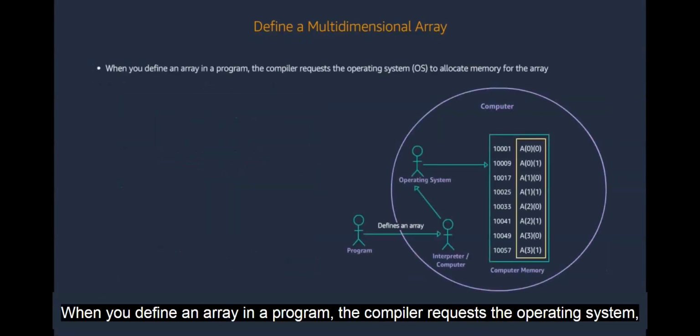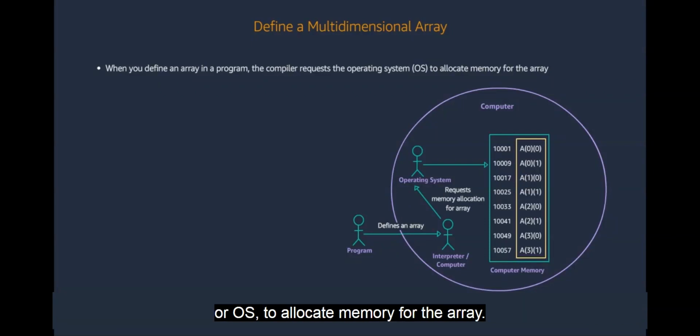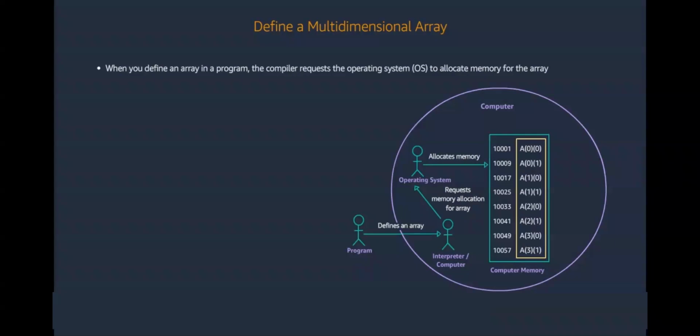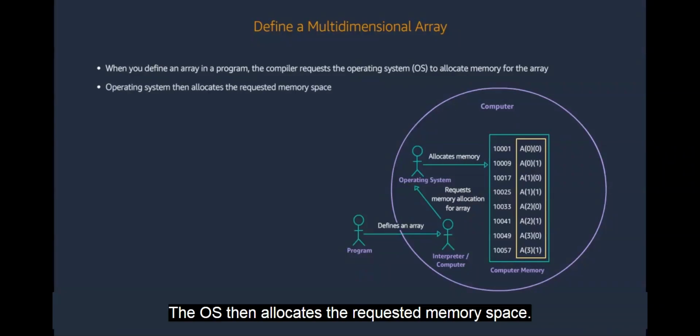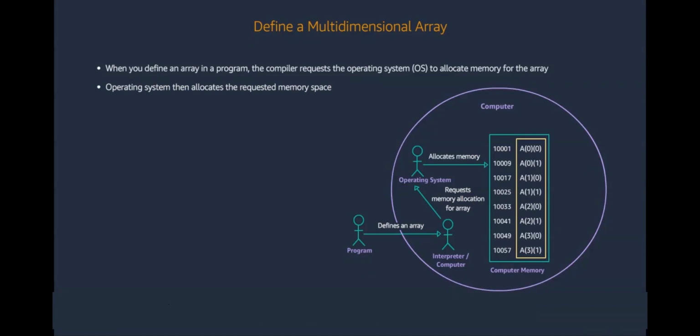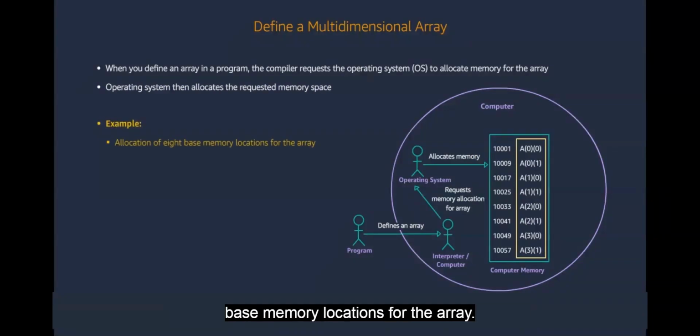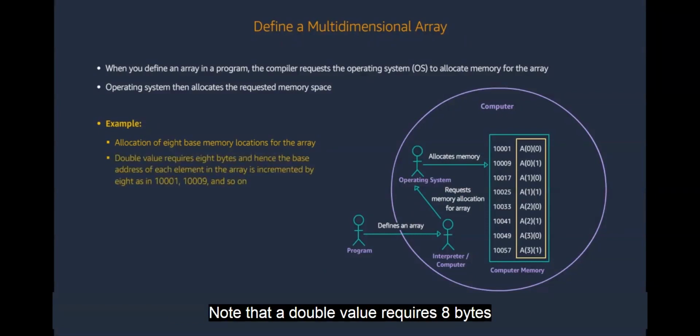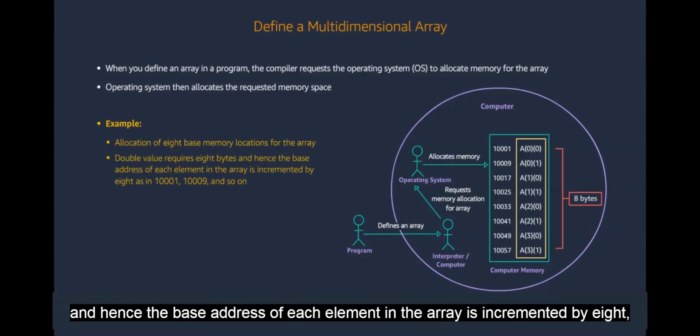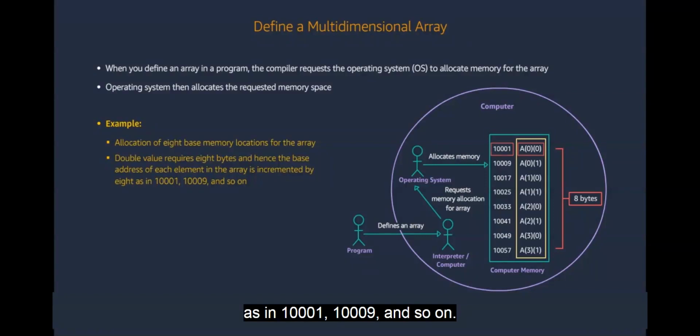When you define an array in a program, the compiler requests the operating system, or OS, to allocate memory for the array. The OS then allocates the requested memory space. For example, the image shows the allocation of 8 base memory locations for the array. Note that a double value requires 8 bytes, and hence the base address of each element in the array is incremented by 8, as in 10001, 10009, and so on.